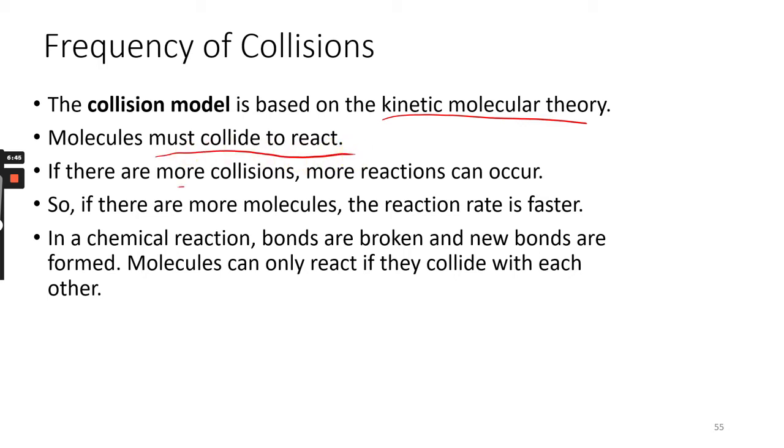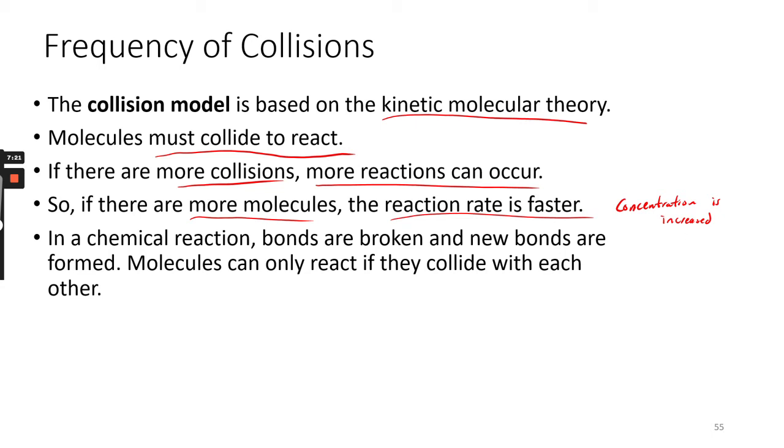If you have more collisions, you have more reactions, okay? It's a probability. If you bump into something once, or if you bump into something 10 times, the 10 times, you're going to have a greater chance of reacting. So if you have more molecules, the reaction rate is faster. And what do we mean by more molecules? If your concentration is increased, you will have more molecules and your reaction rate will be faster.